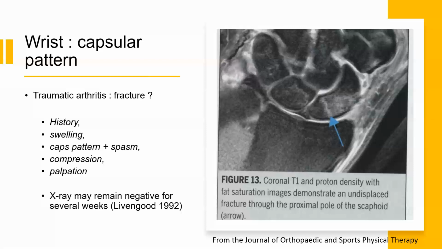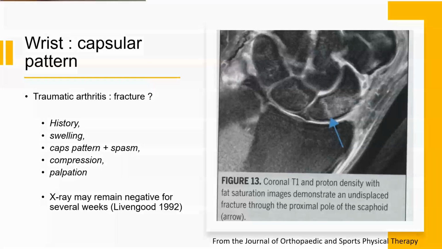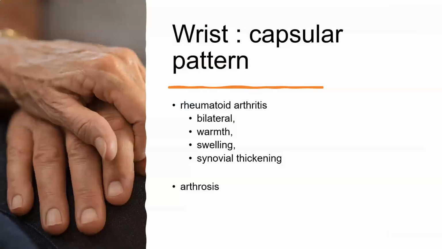And it's quite possible that the X-ray is still negative for a period of time, but your functional examination already points in that direction. Another option is rheumatoid arthritis, most likely bilateral symptoms, also warmth, swelling, synovial thickening, or simple arthrosis.